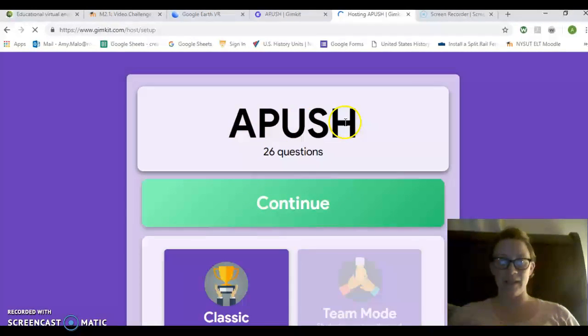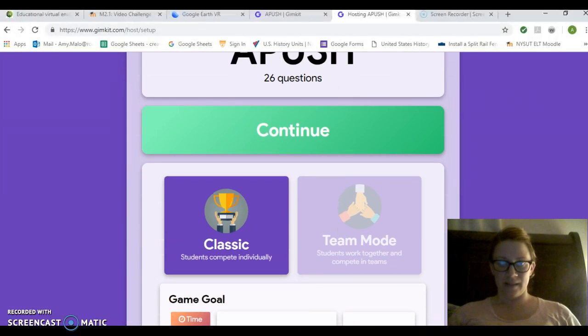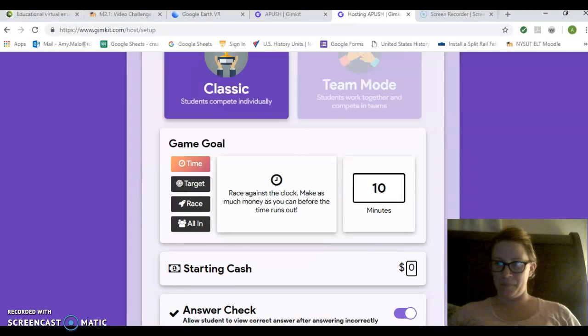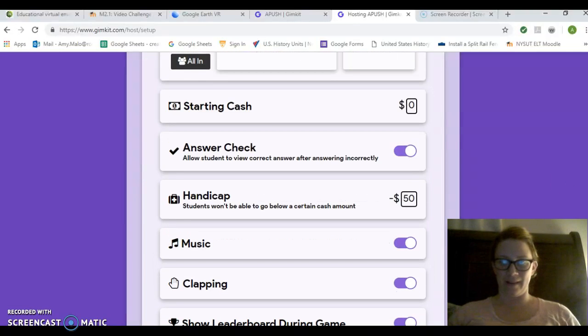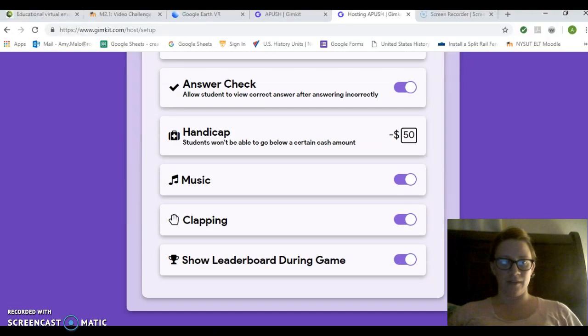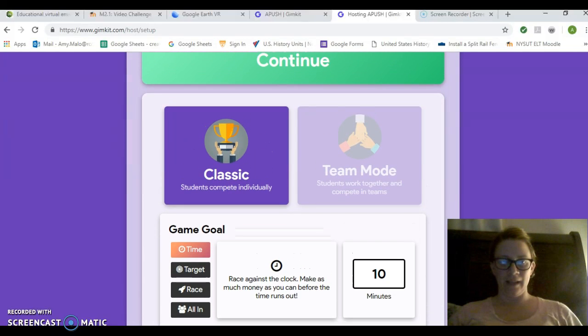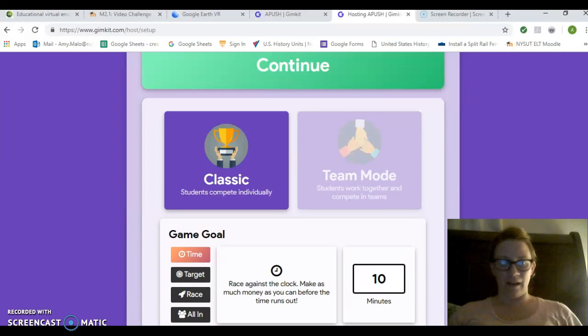But what's cool about this game is they earn money, and you could make it like a competition or something like that. So it has a lot of other features. You can do clapping when they get it right, and they can't dip down too low. So anyway, this is something I was just turned on to, and I really like it. It creates a little healthy competition.